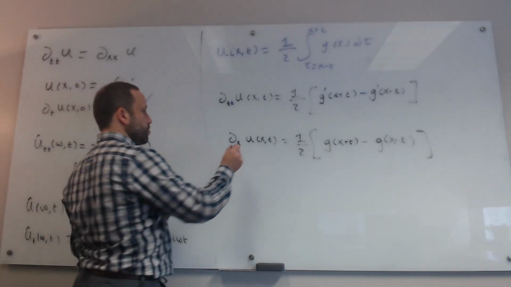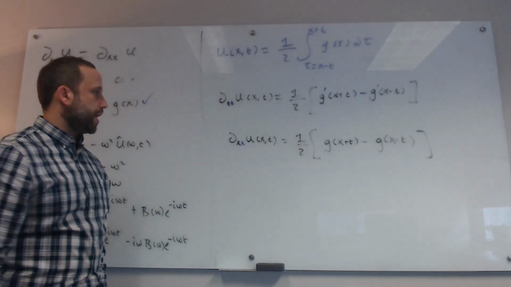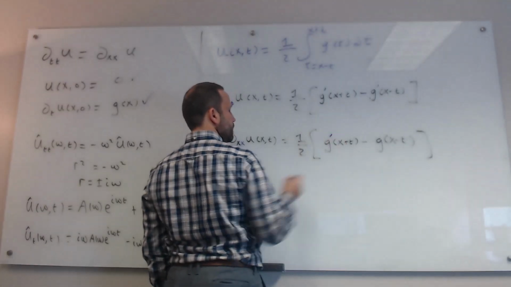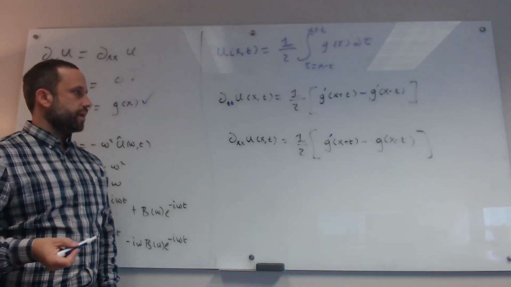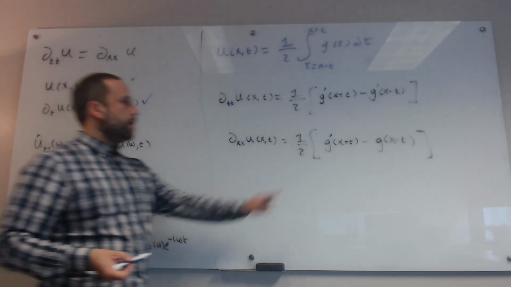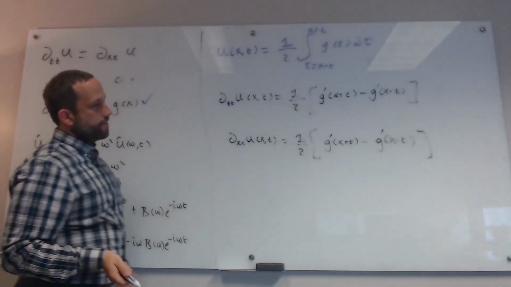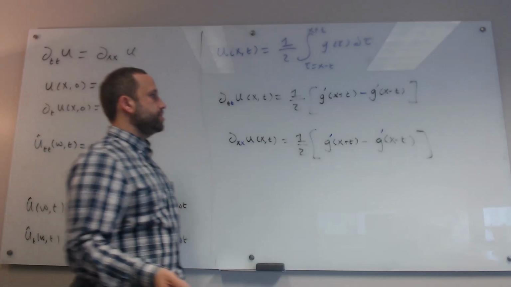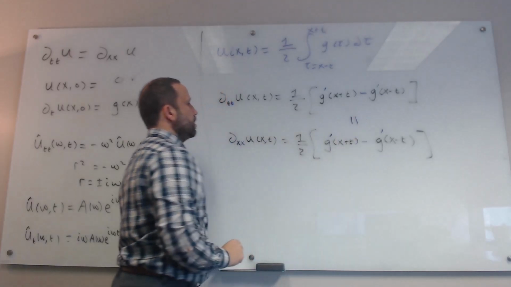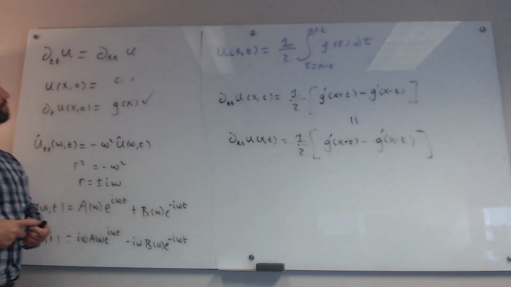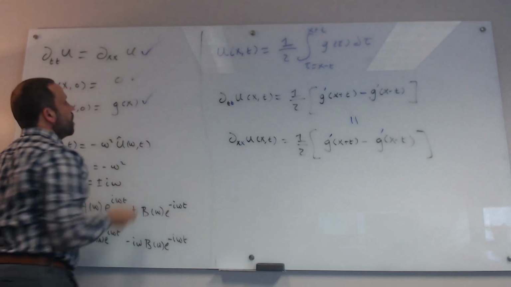And then when I do a second derivative, just do the normal multivariable chain rule over here. It's going to be g prime of x plus t times the derivative of x plus t with respect to x, minus g prime of x minus t times the derivative of x minus t with respect to x, which again is just 1. And so if you look at these two formulas, they are definitely equal to each other. So we have shown that this function satisfies this PDE as well, so it satisfies the whole problem.